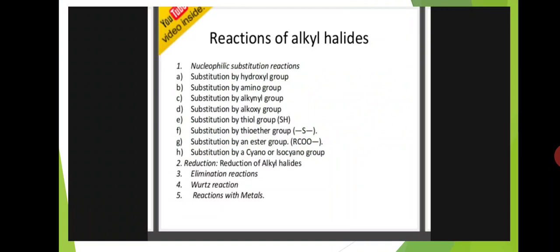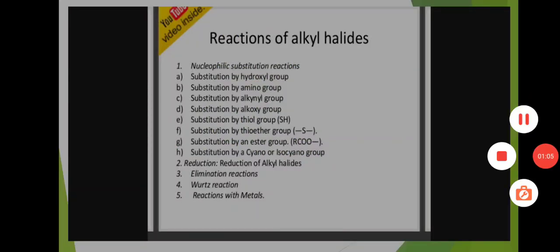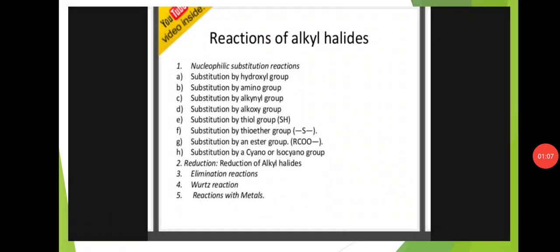In that, first is substitution by hydroxyl group, substitution by amino group, substitution by alkenyl group, substitution by alkoxy group, substitution by thiol group, substitution by thioether group, substitution by an ester group, and substitution by a cyano or isocyano group. Okay, these are the reactions of alkyl halides. Let us discuss one by one.